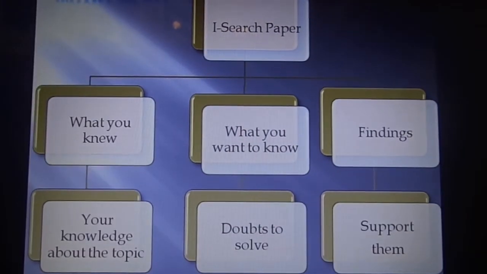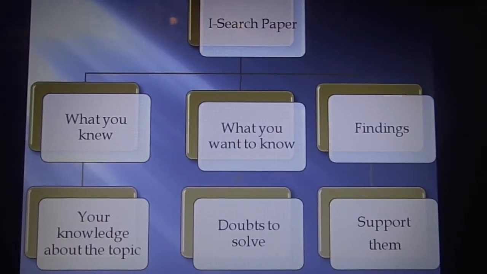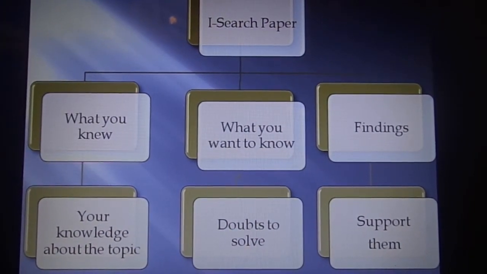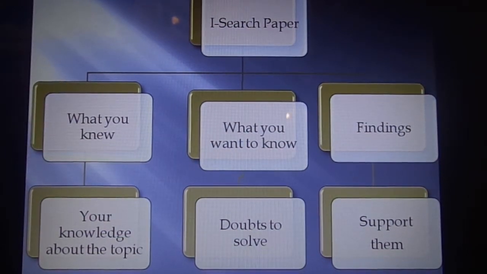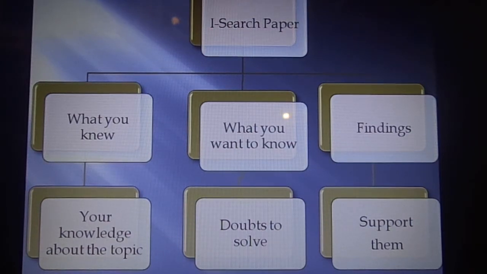Now we will show you how to fill out a tree map for the iSearch paper. First, at the top you have the iSearch paper. Below you have three squares that show what you knew, what you want to know, and the findings. In the square below what you knew, you put your knowledge about the topic. In the square where it says what you want to know, you put the doubts to solve. And in the third square are the findings. You put some information to support them.